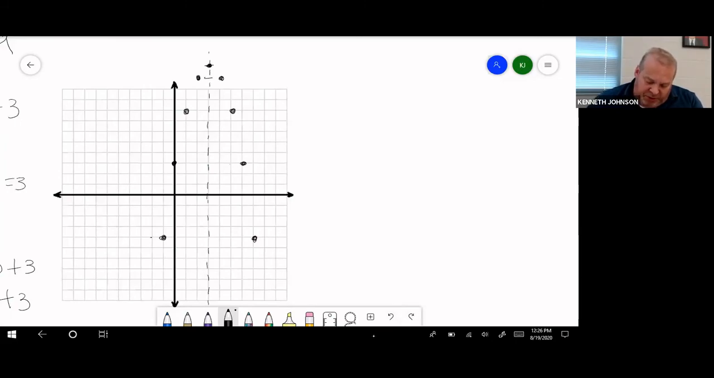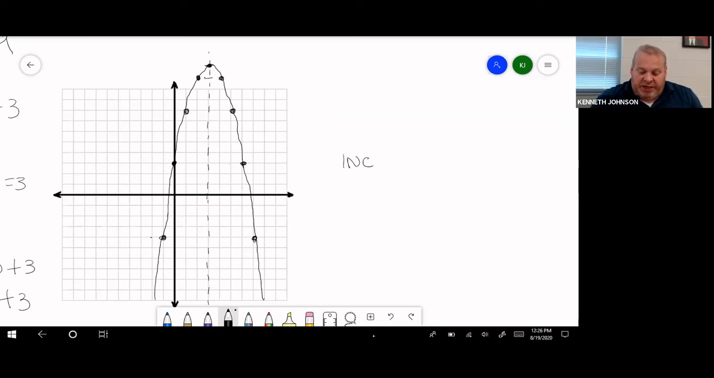So I'm going to draw my smooth continuous curve up through that point, make it a U shape at the top. Do not make it pointy, because pointy graphs are absolute values. And I get a graph that looks like this.